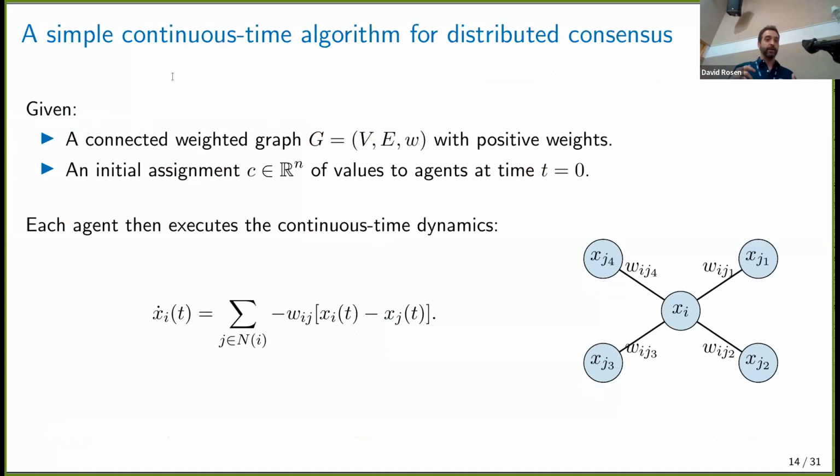Okay, so this actually suggests a relatively simple algorithm for solving this problem, which is we're going to start with a connected weighted graph with positive weights. We're going to have an initial assignment of values to agents at time t equals 0. And we're just going to run these continuous time dynamics that we saw on the previous slide, where each agent is just locally updating its own value given the disagreement between its current estimate and that of its neighbors.